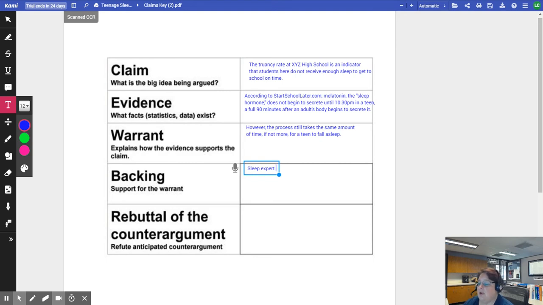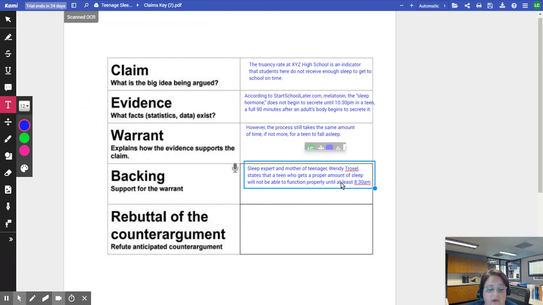Sleep expert and mother of a teenager Wendy Troxel, there's my lead-in, states that a teen who gets a proper amount of sleep will not be able to function properly until at least 8:30 a.m.